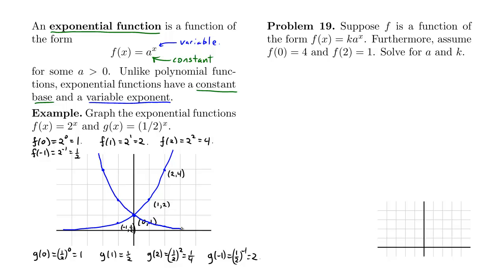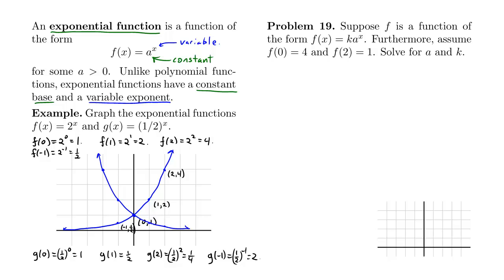It's not a coincidence that f and g look like reflections of one another. You can see that g of x equals 1/2 to the x, which is 2 to the minus x, which is f of minus x. Thus we obtain g from f by a horizontal flip. That flip comes from the stretch factor of minus 1.